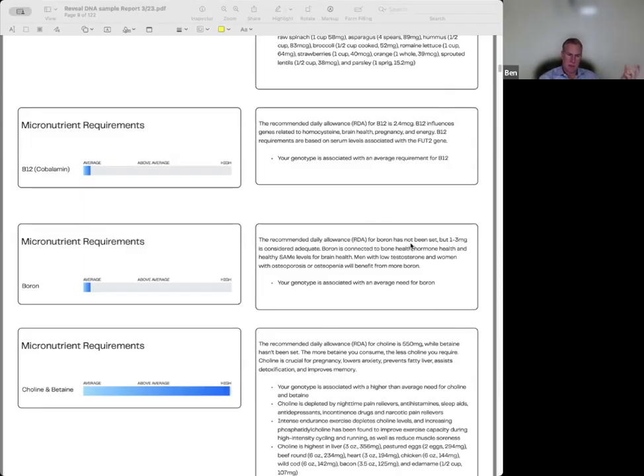Beans, legumes, black beans, chickpeas, edamame, green peas, kidney beans, lentils, pinto beans. That's a number one for your vegetarians and vegans. Leafy greens, leafy greens, leafy greens and B12. Let's see what we got. We've got, yeah, not really rich in B12, to be honest.